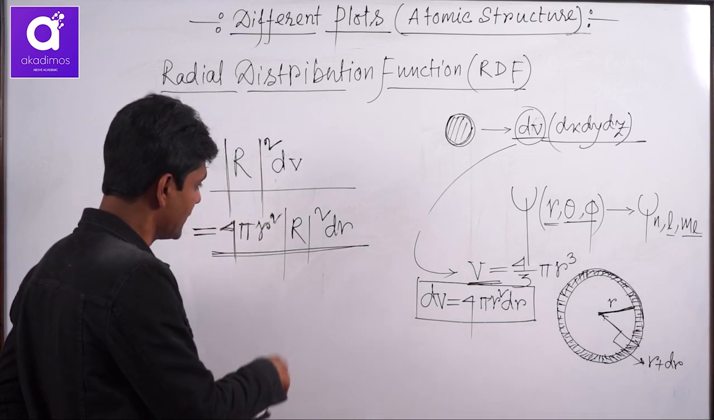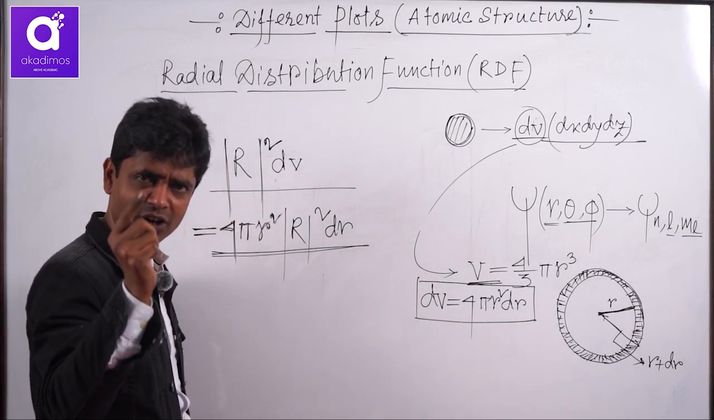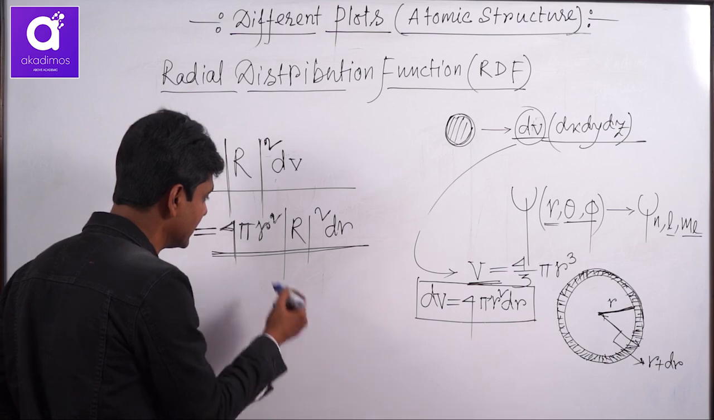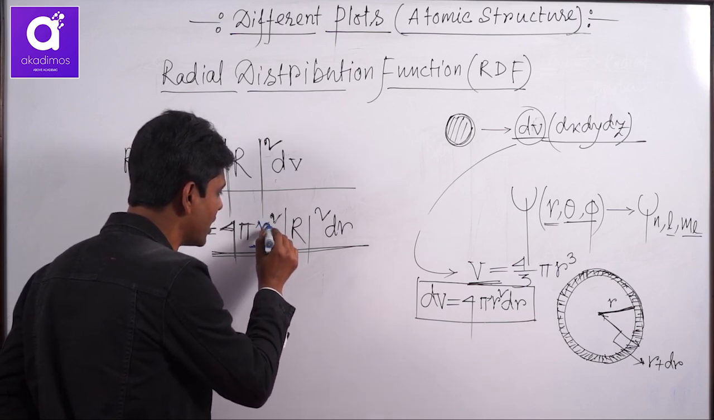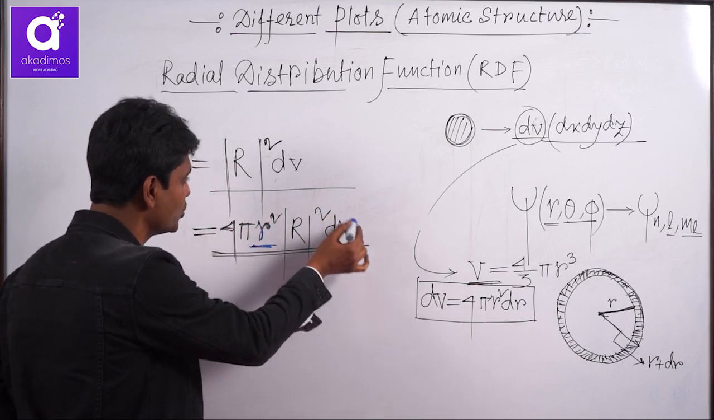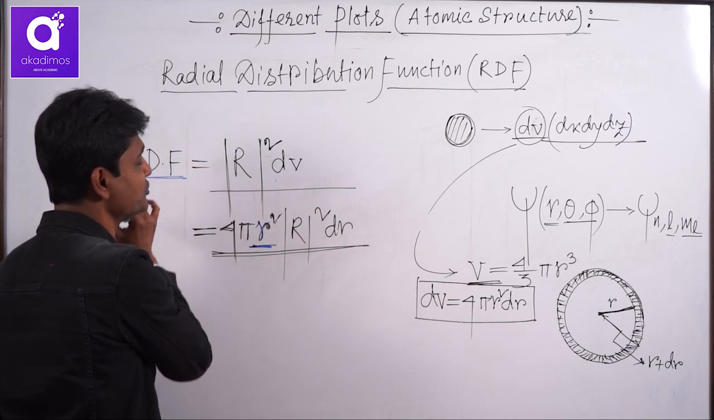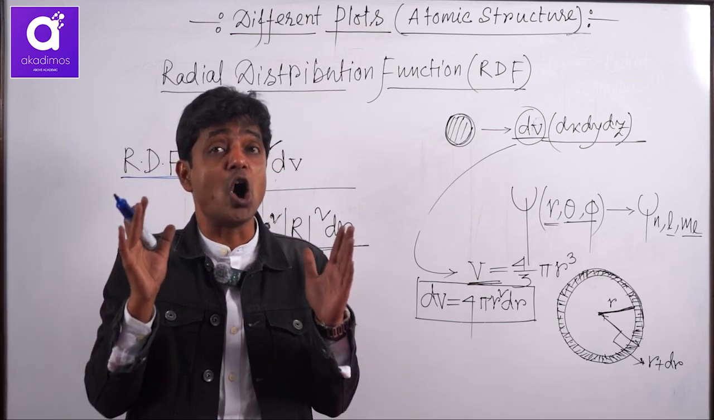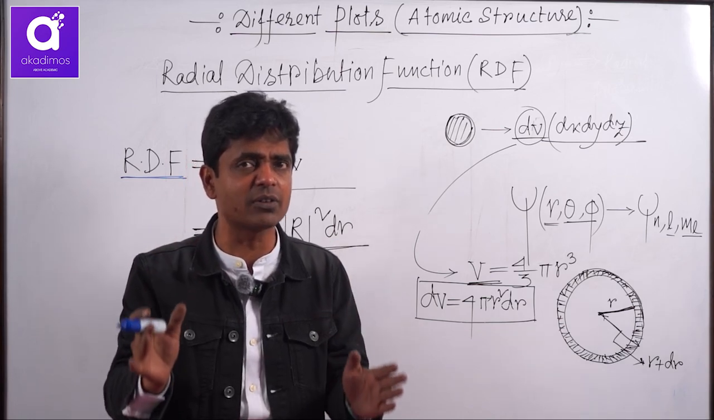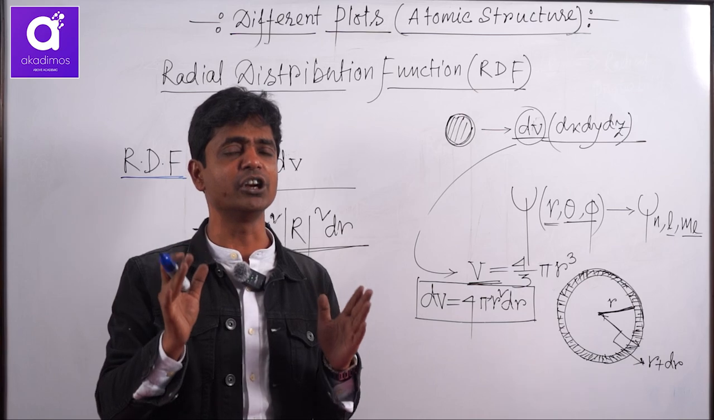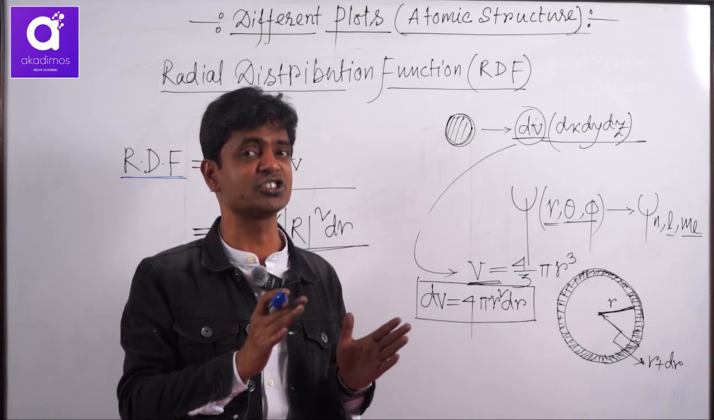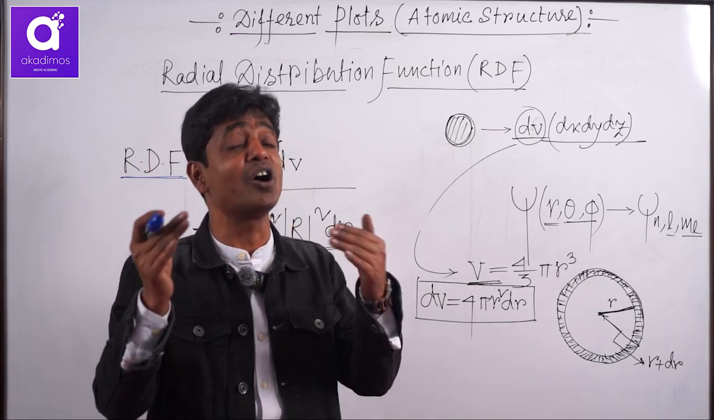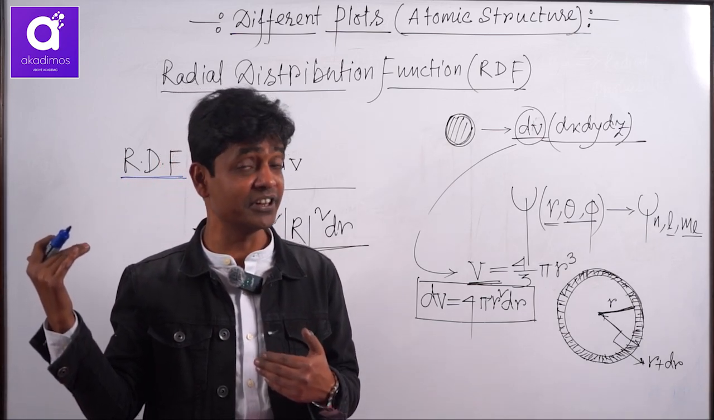How, sir? See, although for S it is maximum at the origin, when R is 0, due to R being 0, although it is maximum, in total you will get 0 radial distribution function. That means S, P, D, F all have an equal qualitative nature in the plot. When you plot the radial distribution function versus radius, all are 0 at the origin. That is different from the previous plots.